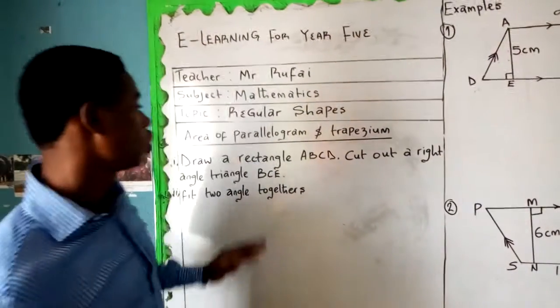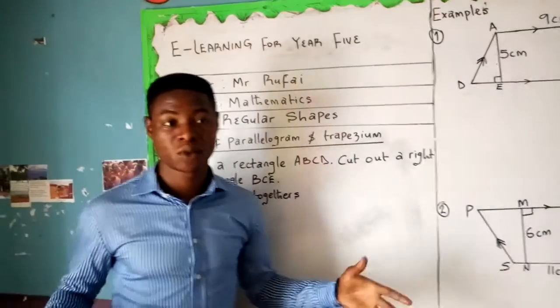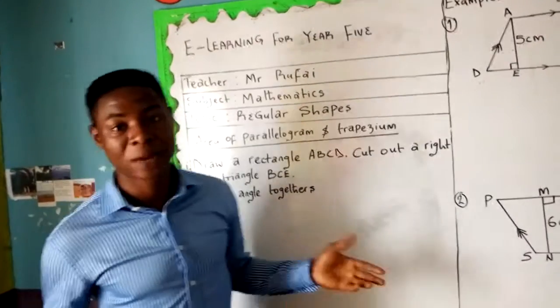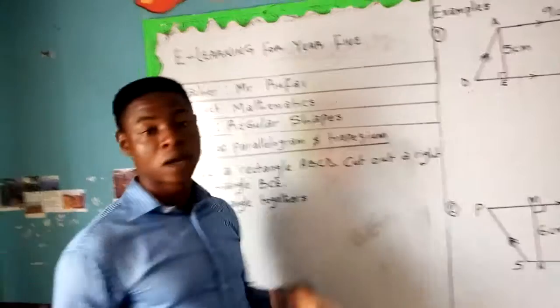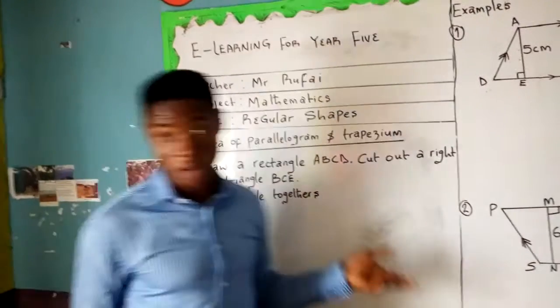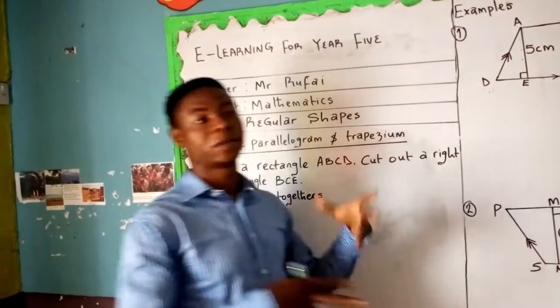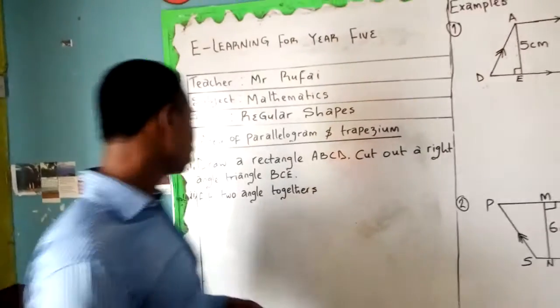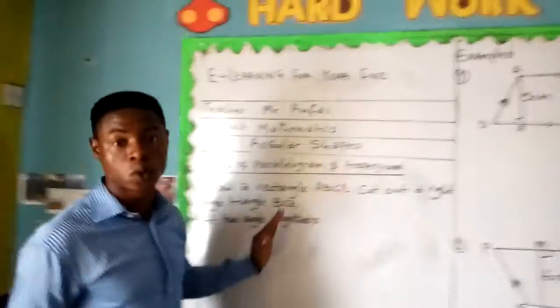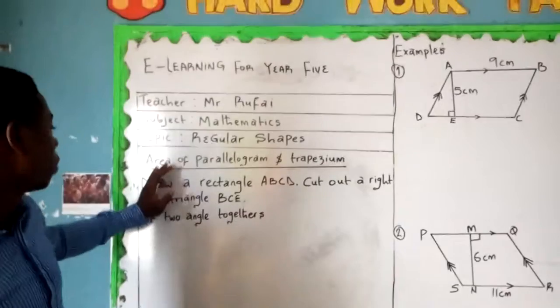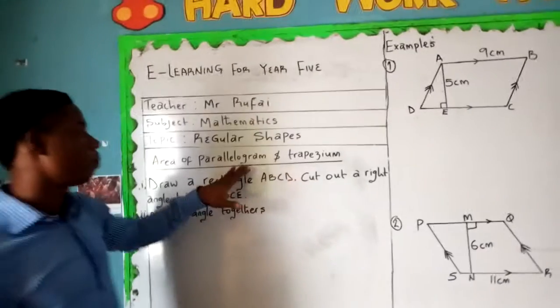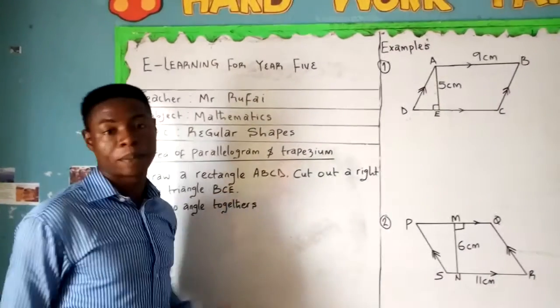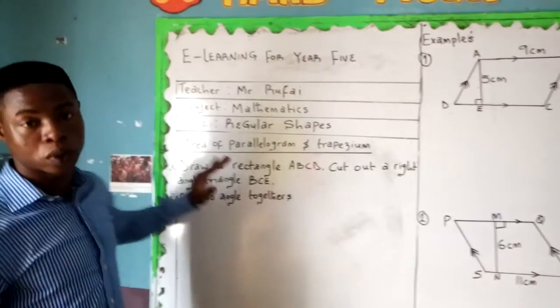Now we are going to work on mathematics, and our topic is regular shapes. We are supposed to know that we have different kinds of shapes: the triangle, the circle, the rectangle, the parallelogram, and the trapezium. Now we are going to look into two of these shapes, the area of a parallelogram and the area of a trapezium.